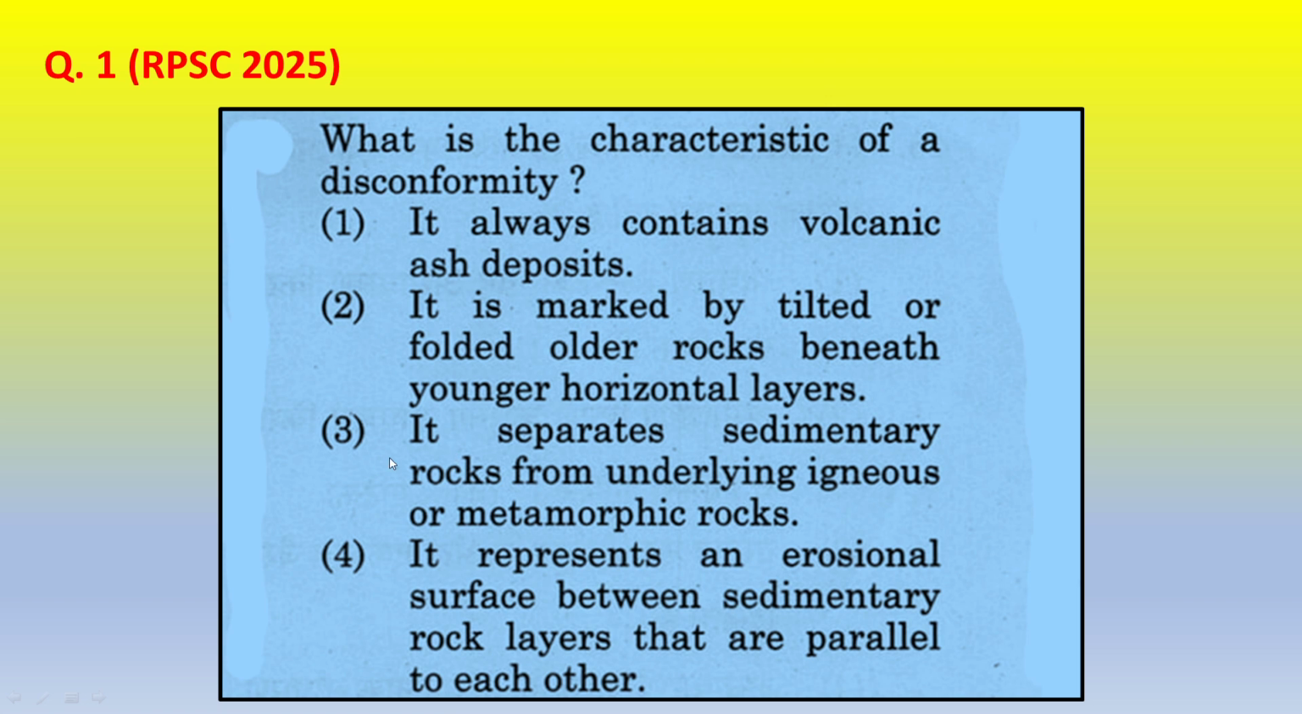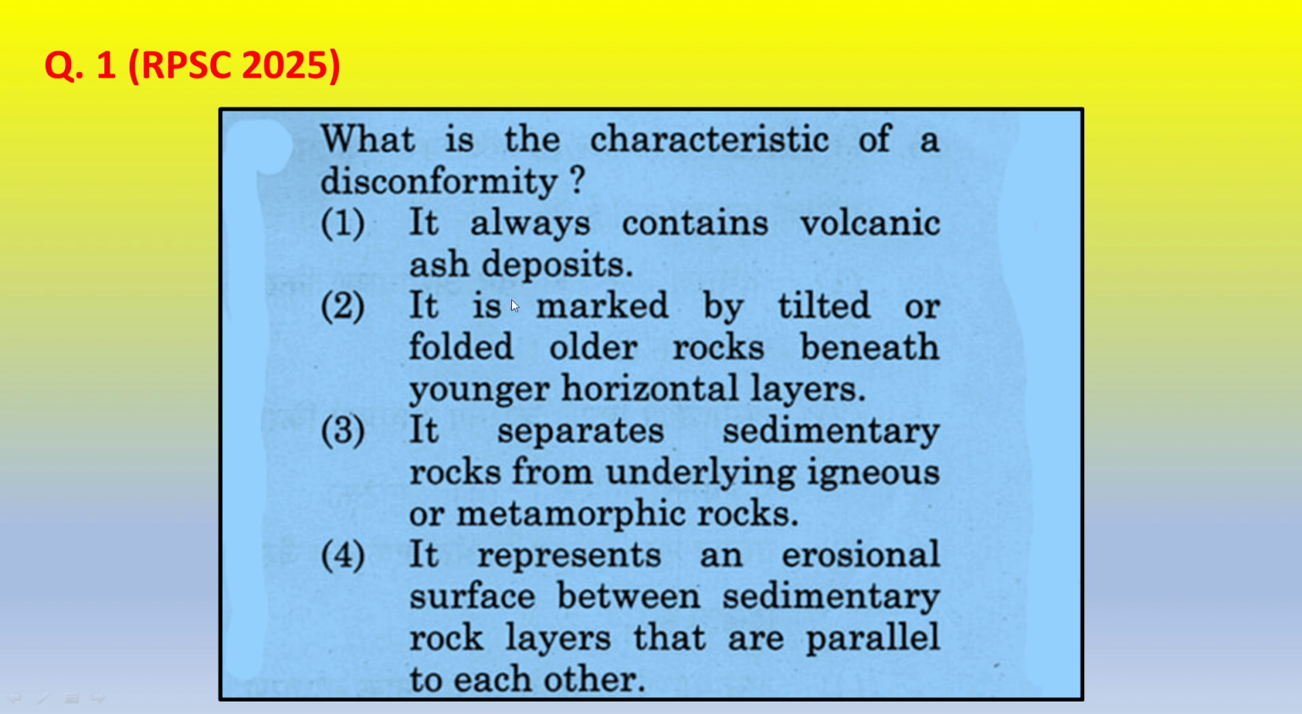Third option is, it separates sedimentary rock from underlying igneous or metamorphic rock. Fourth option is, it represents an erosional surface between sedimentary rock layers that are parallel to each other. So first option, it always contains volcanic ash deposit, not necessary.